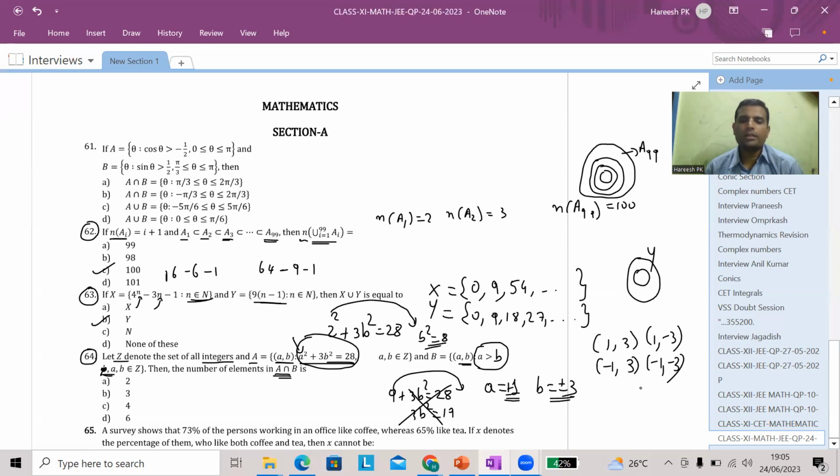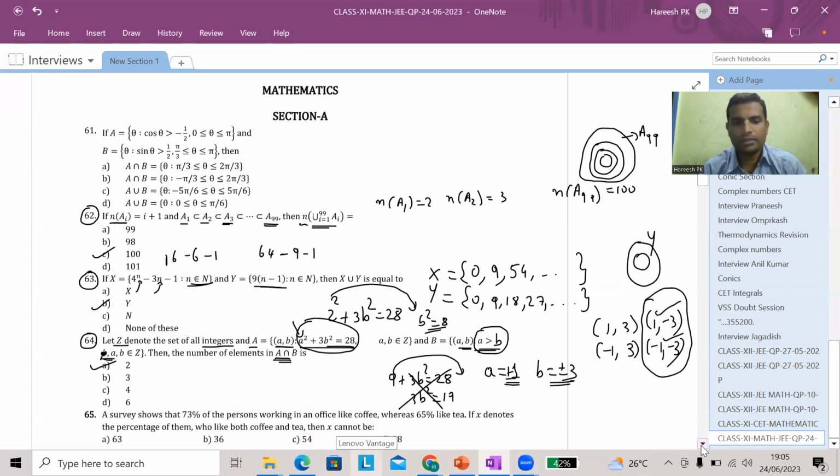But now they are saying along with set A, set B is saying A should be greater than B. So in which of these is A bigger? Here A is bigger, and here also A is bigger than B. So you should only choose these two in A intersection B. So A intersection B will contain how many elements? It will contain 2 elements. Okay. So again, easy one.